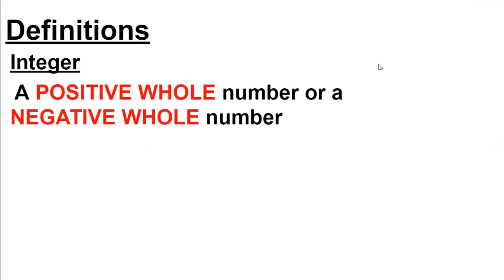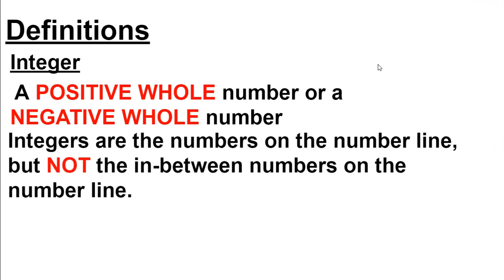What is an integer? Anybody remember from last year, we talked about integers. What were they? Did you say a positive whole number or a negative whole number? Integers are the numbers on the number line, but not the in-between numbers on the number line.